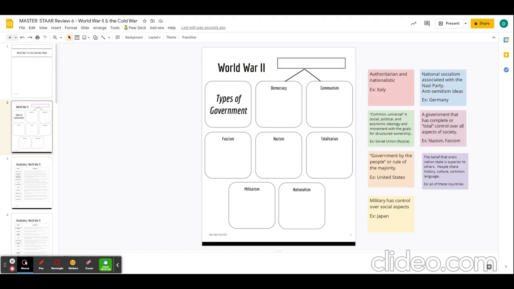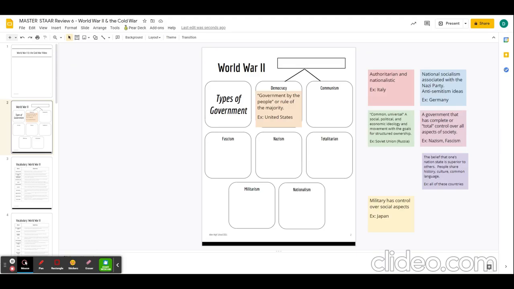So we are going to focus on the types of governments that were found in the key players of World War II and define those types of governments. So first up is democracy. Drag this one over here. This is a government by the people or rule by the majority. You should be pretty familiar with this. This is the form of government we have here in the United States.